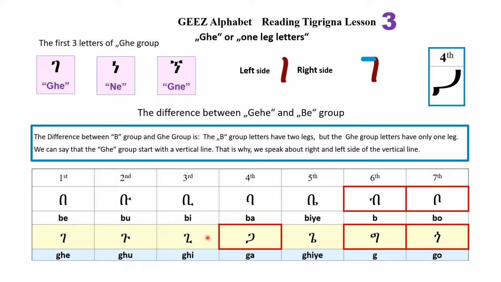Ghe, Gu, Gi, Ga, Ge, G, Go. In this group, we see 3 irregular letters or rows: 4th row, 6th row, and 7th row. But we can say that the 4th row is mostly in this group. We add a curved line to the left, like Ga.